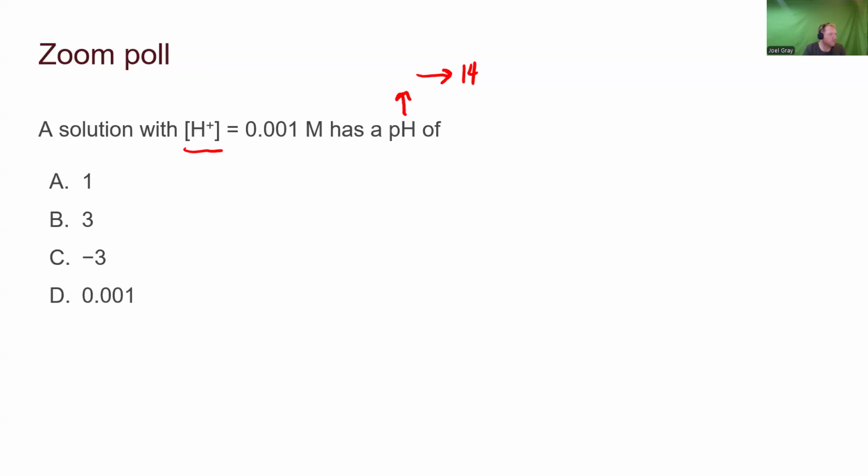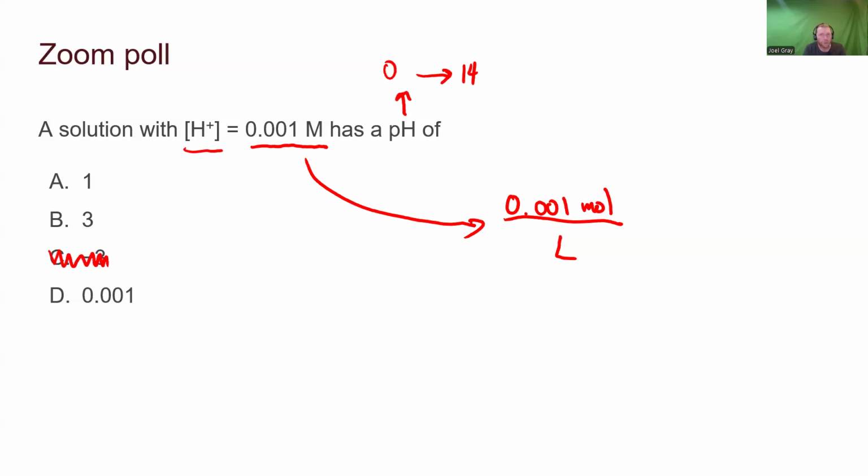1, 0, pretty much. Okay. Now, your hydrogen ion concentration. That would be 0.001 moles per liter. Okay. Now, that's good to know, that sort of calculation conversion thing. We can eliminate C because we know that our pH scale ranges from 0 to 14. What does that mean for A, B, and D?